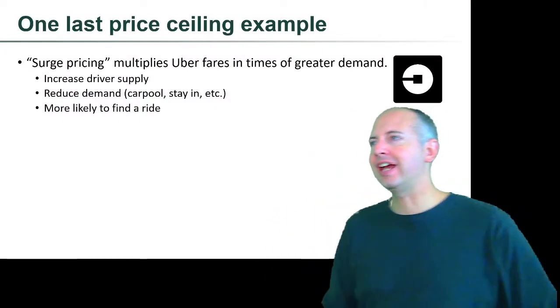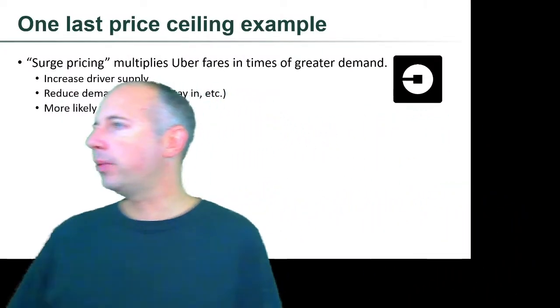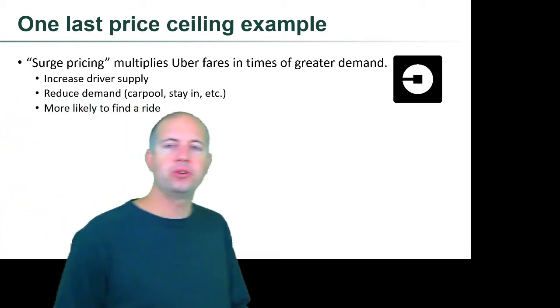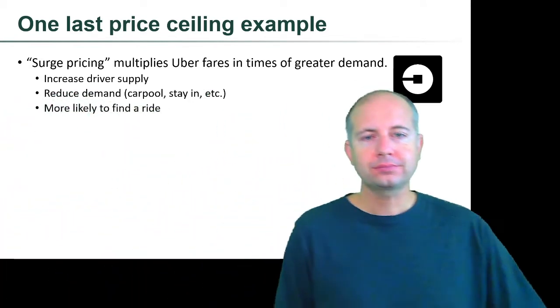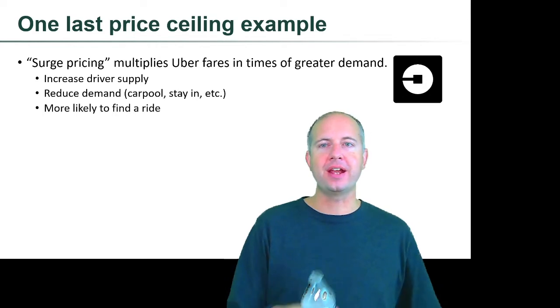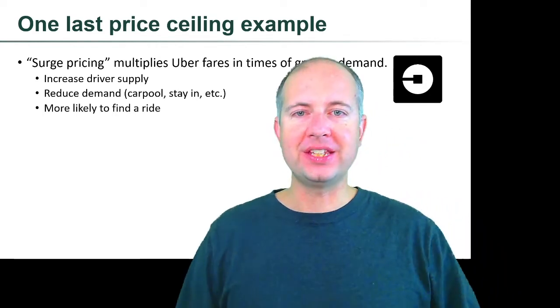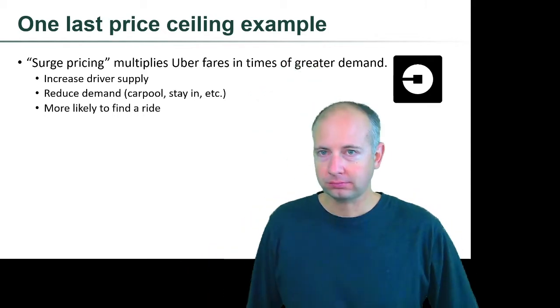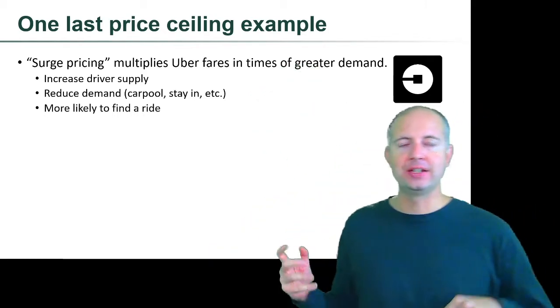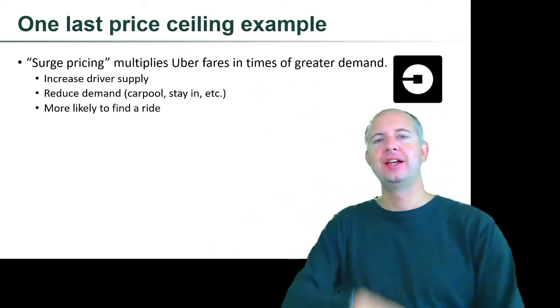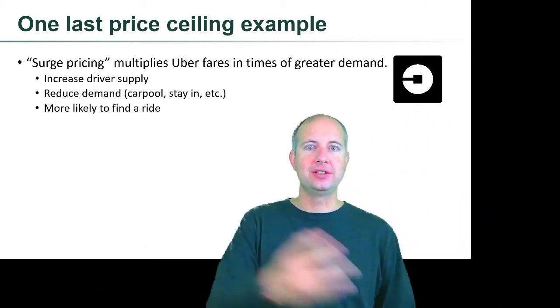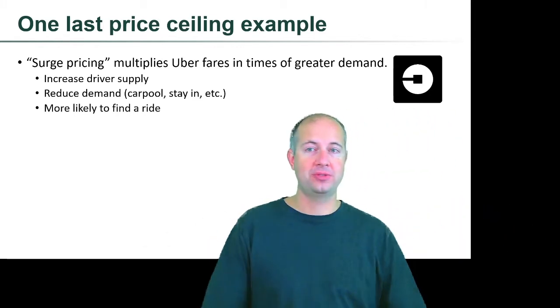I have one last price ceiling example. So we've talked about surge pricing and how it multiplies Uber fares in times of greater demand. Remember, we said this creates several incentives. On the driver's side, it will increase supply because I was hanging out at home. Now I see the price goes up. All right, I'll go make some extra money.